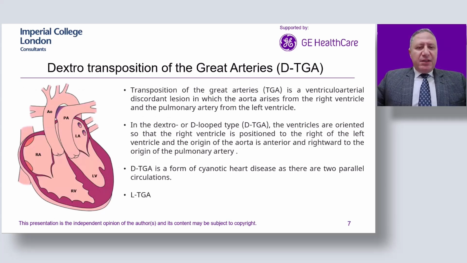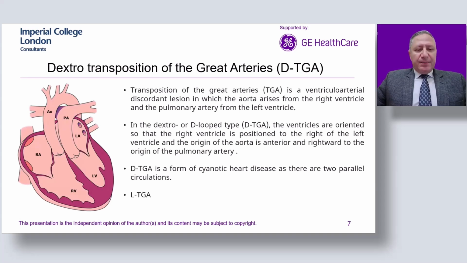So effectively, the DTGA pathologically is a ventriculoarterial discordant lesion in which the aorta arises from the right ventricle and the pulmonary artery from the left. In the dextro type, D-loop type, the ventricles are oriented so that the right ventricle is positioned correctly towards the right of the left ventricle, and the origin of the aorta is anterior and rightward to the origin of the pulmonary artery. It is a form of a cyanotic heart disease, as there are 2 parallel circulations.